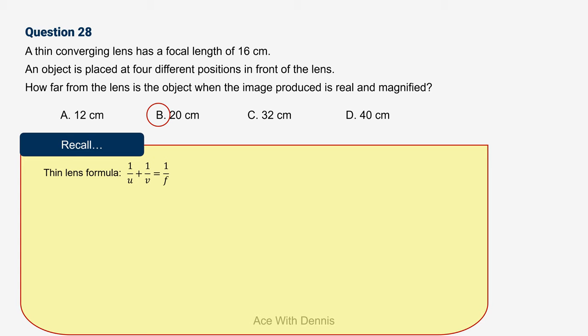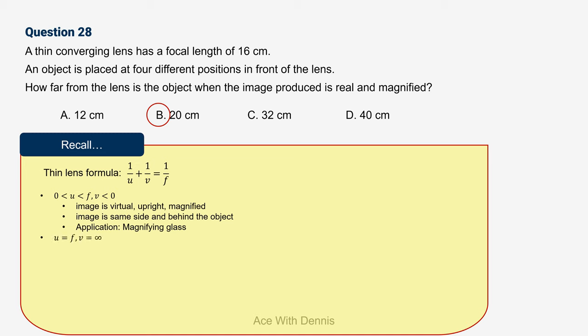There are a few cases that we need to consider. The first case is when u is between 0 and f and v is less than 0. For this case, the image formed is virtual, upright and magnified. Also, the image is formed on the same side and behind the object. Application is magnifying glass.